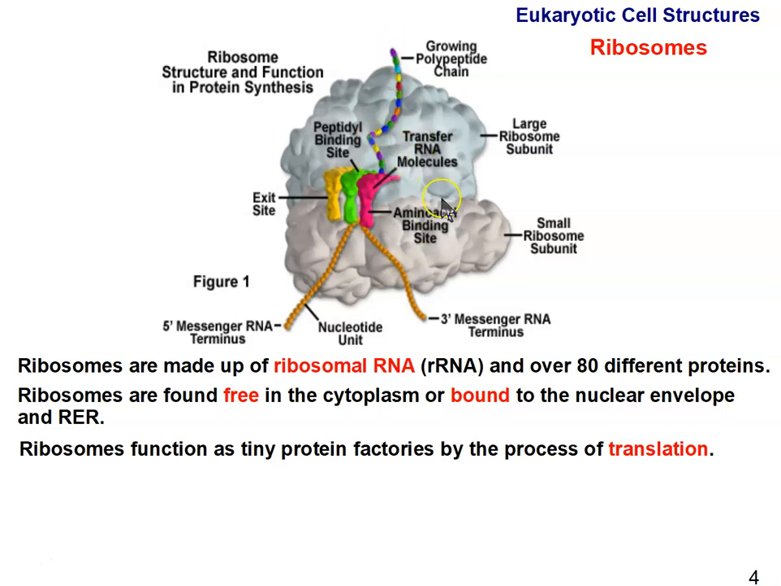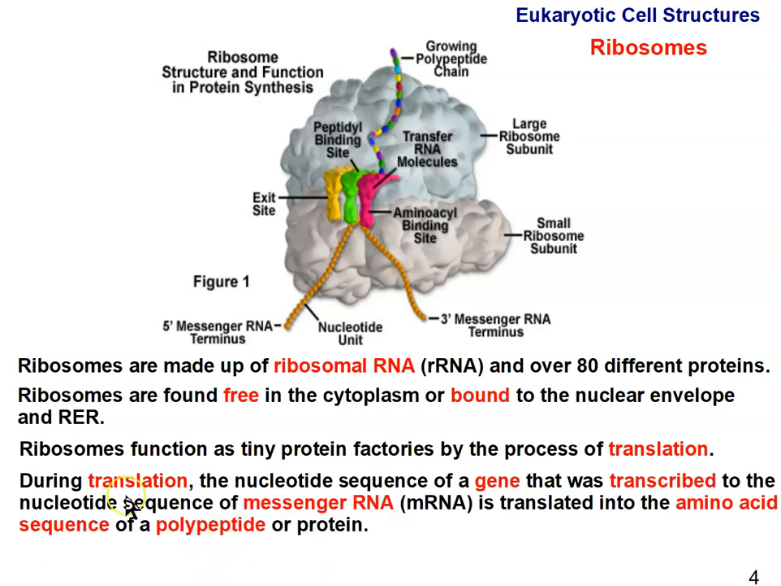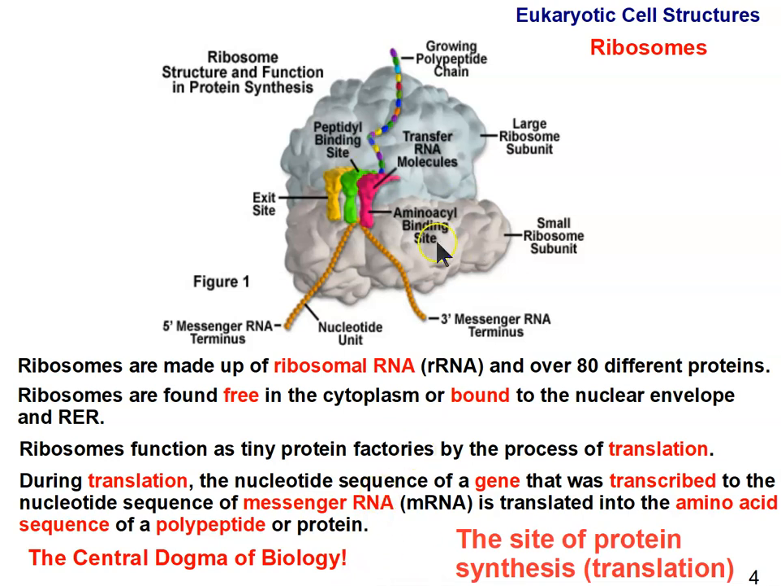And so basically we're changing languages. We're translating from the language of nucleotide sequence to the language of amino acid sequence, and that's why it's known as translation. So during translation, the nucleotide sequence of a gene that was transcribed to the nucleotide sequence of messenger RNA is translated into the amino acid sequence of a polypeptide or protein. And what that little statement describes is what we refer to as the central dogma of biology, because it is so fundamental to life. So the bottom line, ribosomes function as the site of protein synthesis. Synthesis just means making, so that's where proteins are made. But that process of protein synthesis is known as translation.